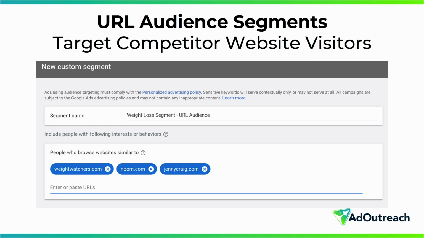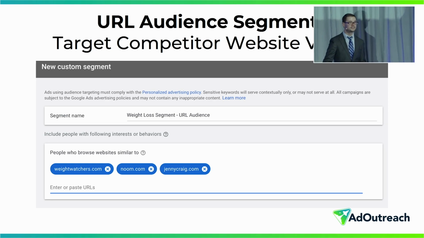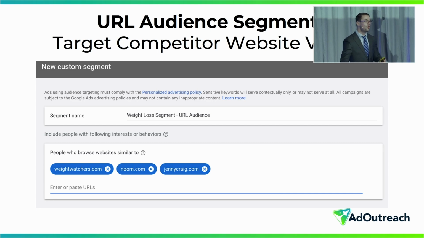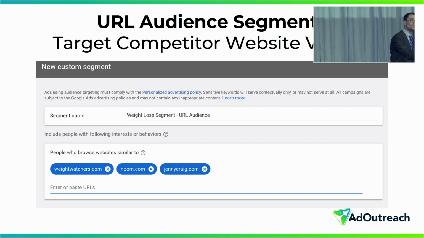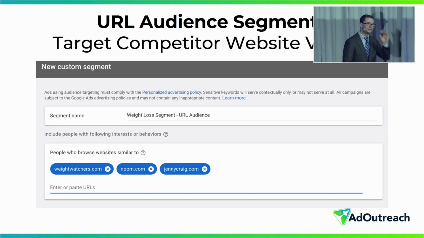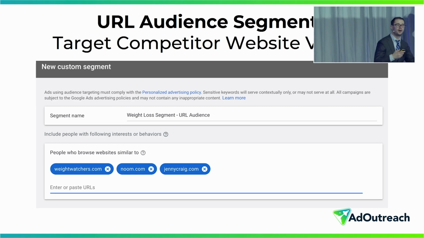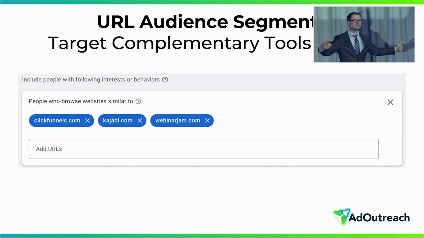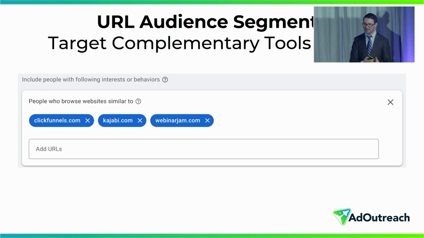Now, the way to do this is to set up one of these URL audience segments, and then you go to the section where you can target people who are on sites and similar sites to those websites. And what you can do is put in the URLs of your competitors or the URLs of complementary sites and actually target people that Google has seen going onto those sites or going onto similar sites online. So you can see here, let's say you have that weight loss offer, we can target anybody who's gone on WeightWatchers.com, on Noom, on Jenny Craig, these are some popular American weight loss companies. You can go ahead and target all of those people and then get that traffic for yourself. It's kind of like hijacking your competitors' traffic.